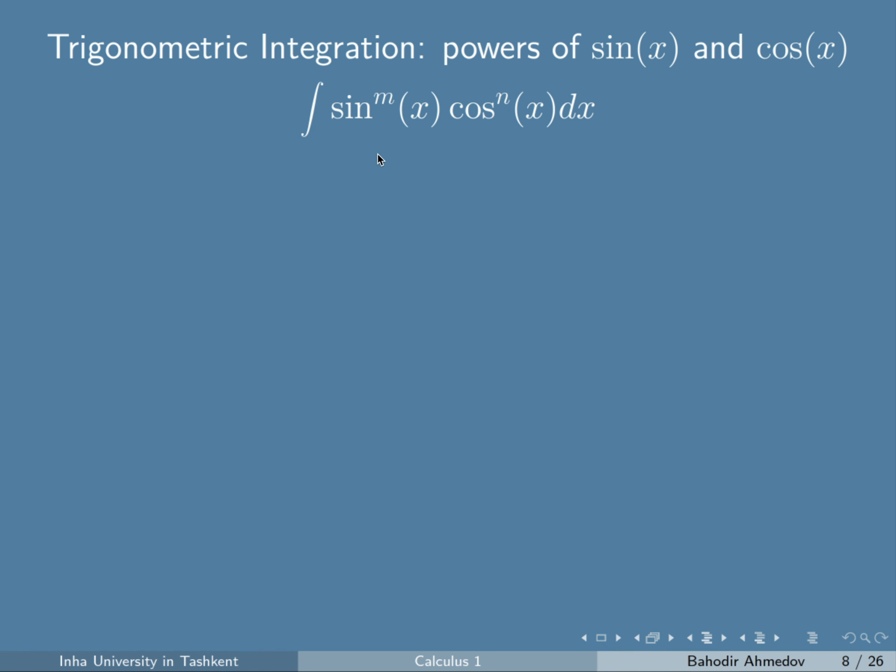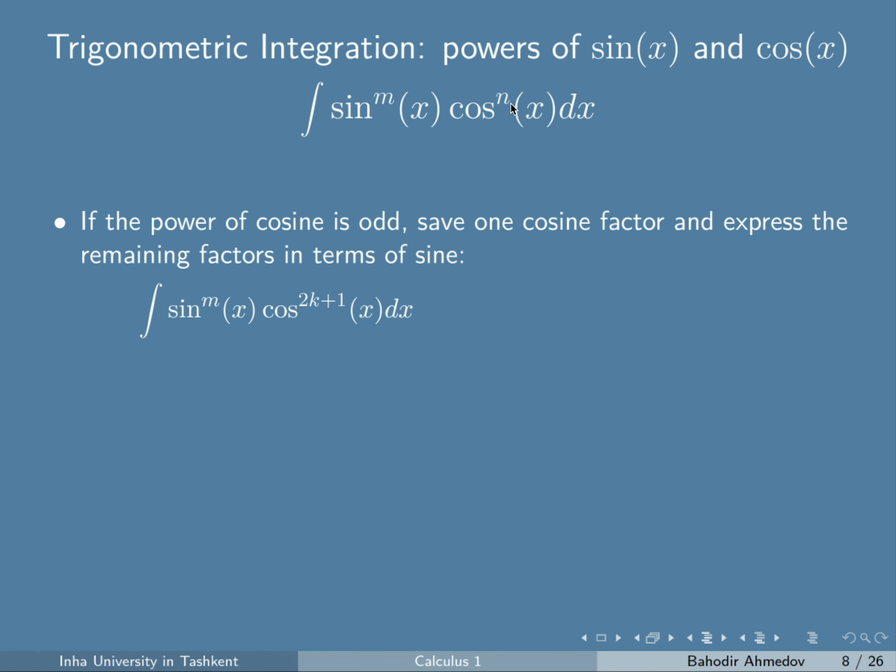No matter what the power of the sine is, if the power of the cosine is odd, we can use the following algorithm to integrate this. So the idea is like this. If the power of the cosine is odd, then it can be written as cosine to the power of 2k plus 1, right? So we need to split one term off separately, and express all the other terms in terms of the sine.